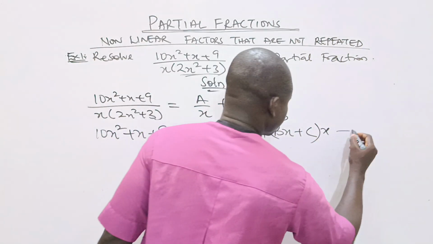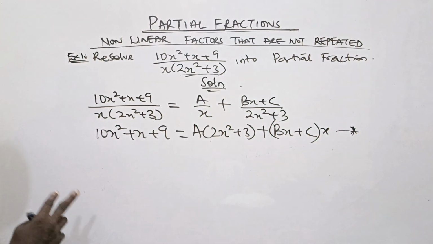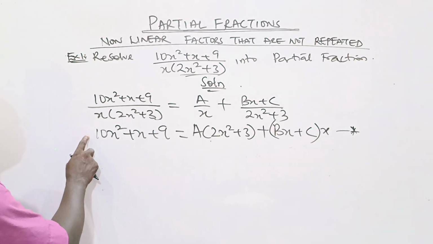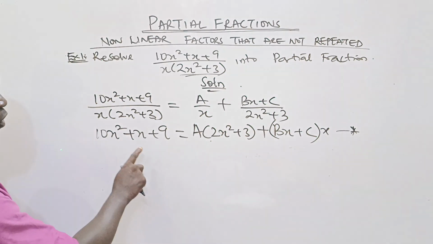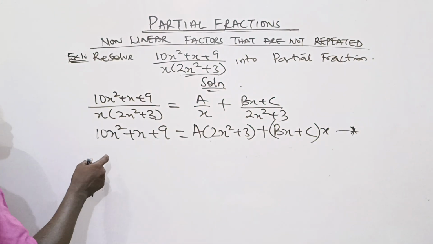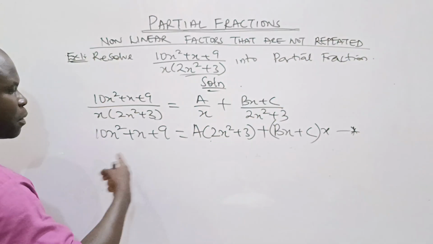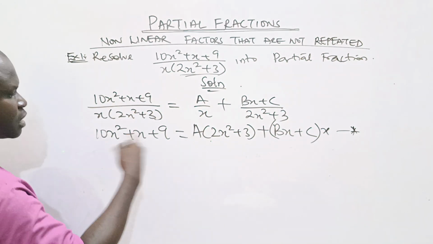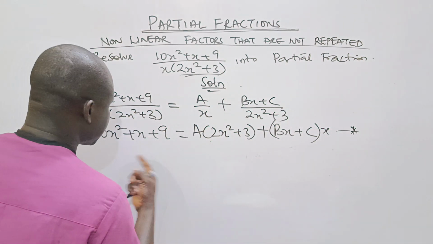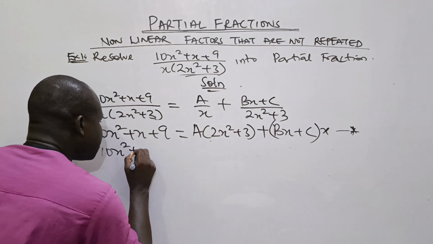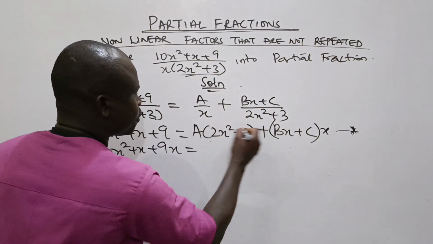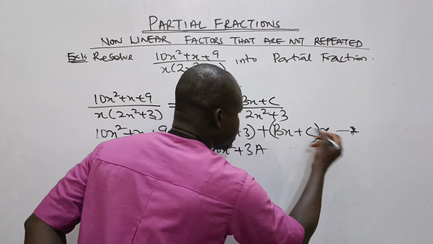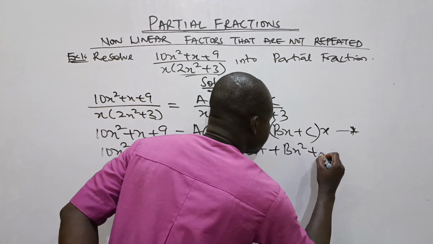At this point, we can resolve this either using the cover-up method or completing the square method. But I'm going to use the method of comparing coefficients. We can also use cover-up, but comparing coefficients is advisable when we have nonlinear factors. So 10x squared plus x plus 9 equals: if I open up here, I'm going to have 2Ax squared plus 3A, then if I open up here, plus Bx squared plus Cx.